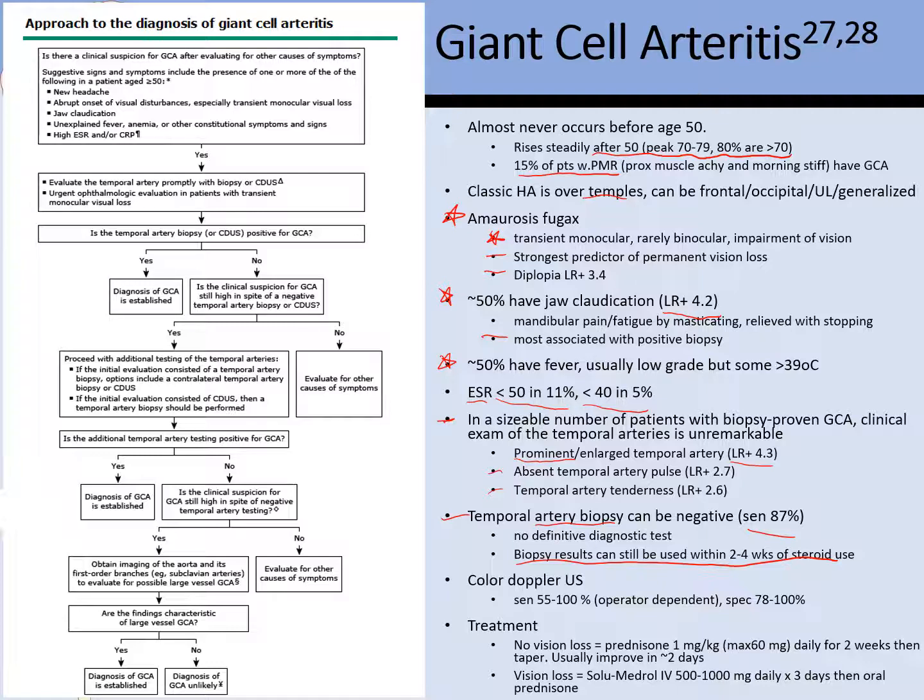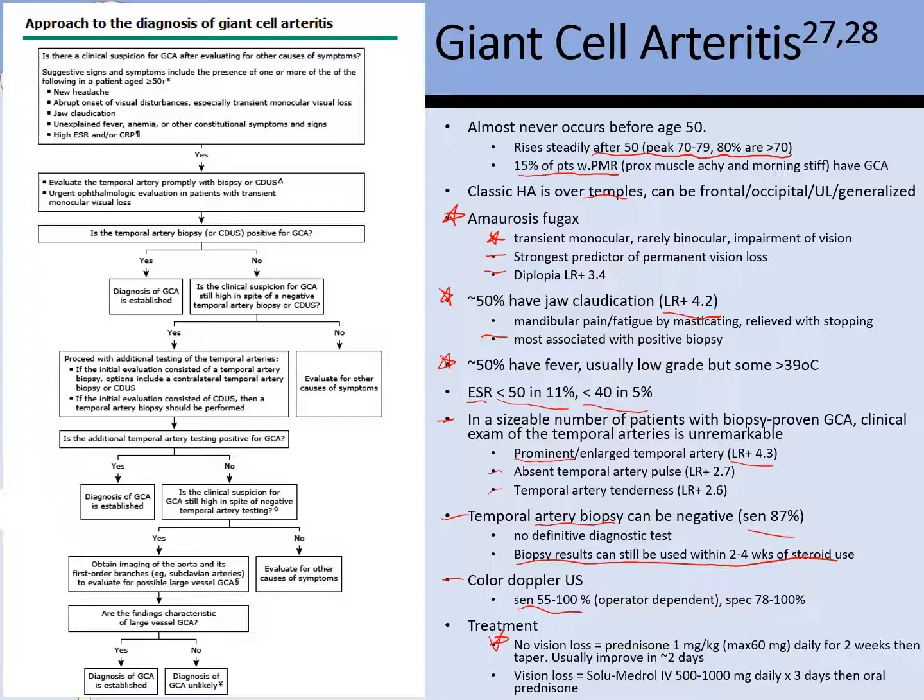Color Doppler ultrasound can have good sensitivity, but is very operator dependent and not performed at every center. However, it may be useful to ask your ultrasound tech when you have a concern for this diagnosis. Treatment is with high-dose steroids, typically a long prednisone taper.